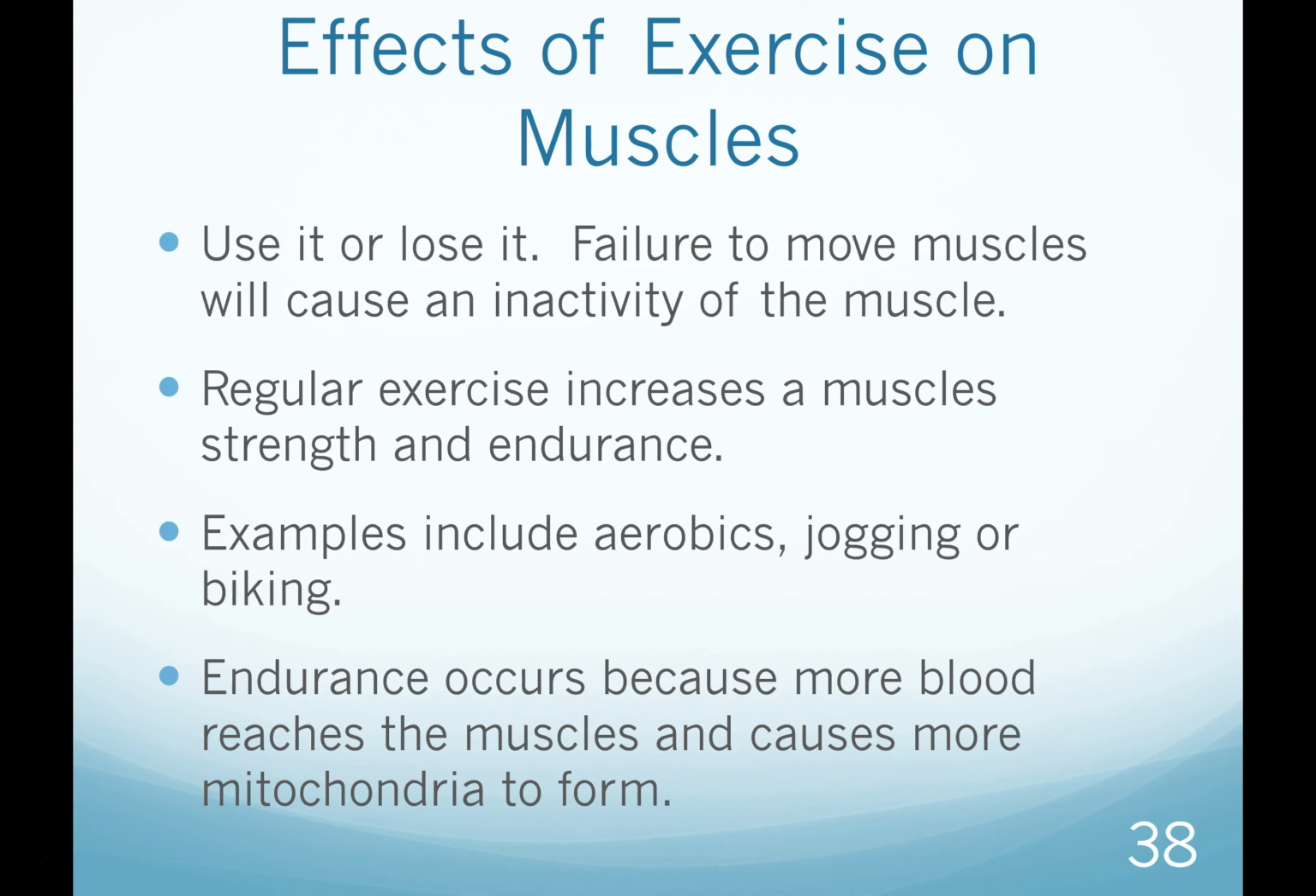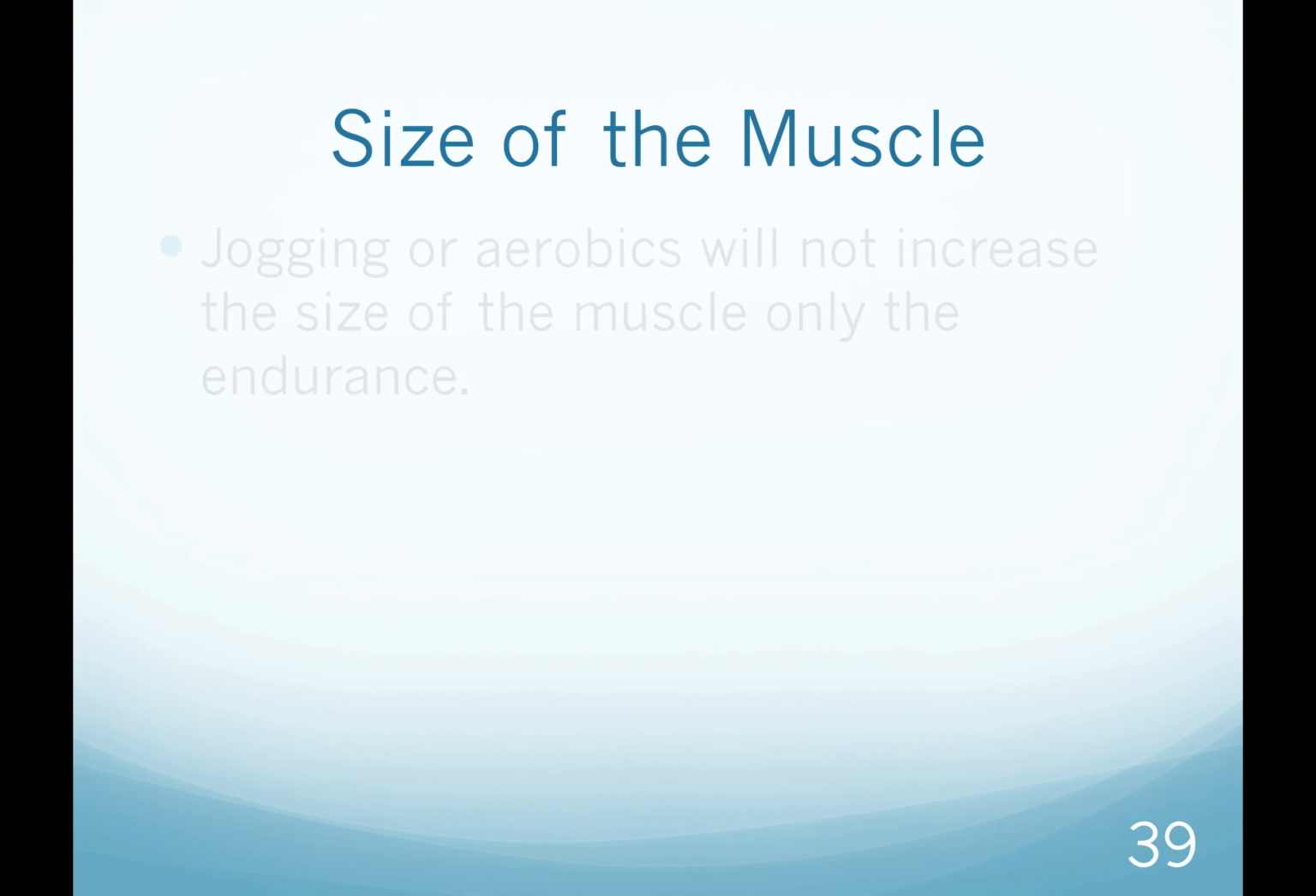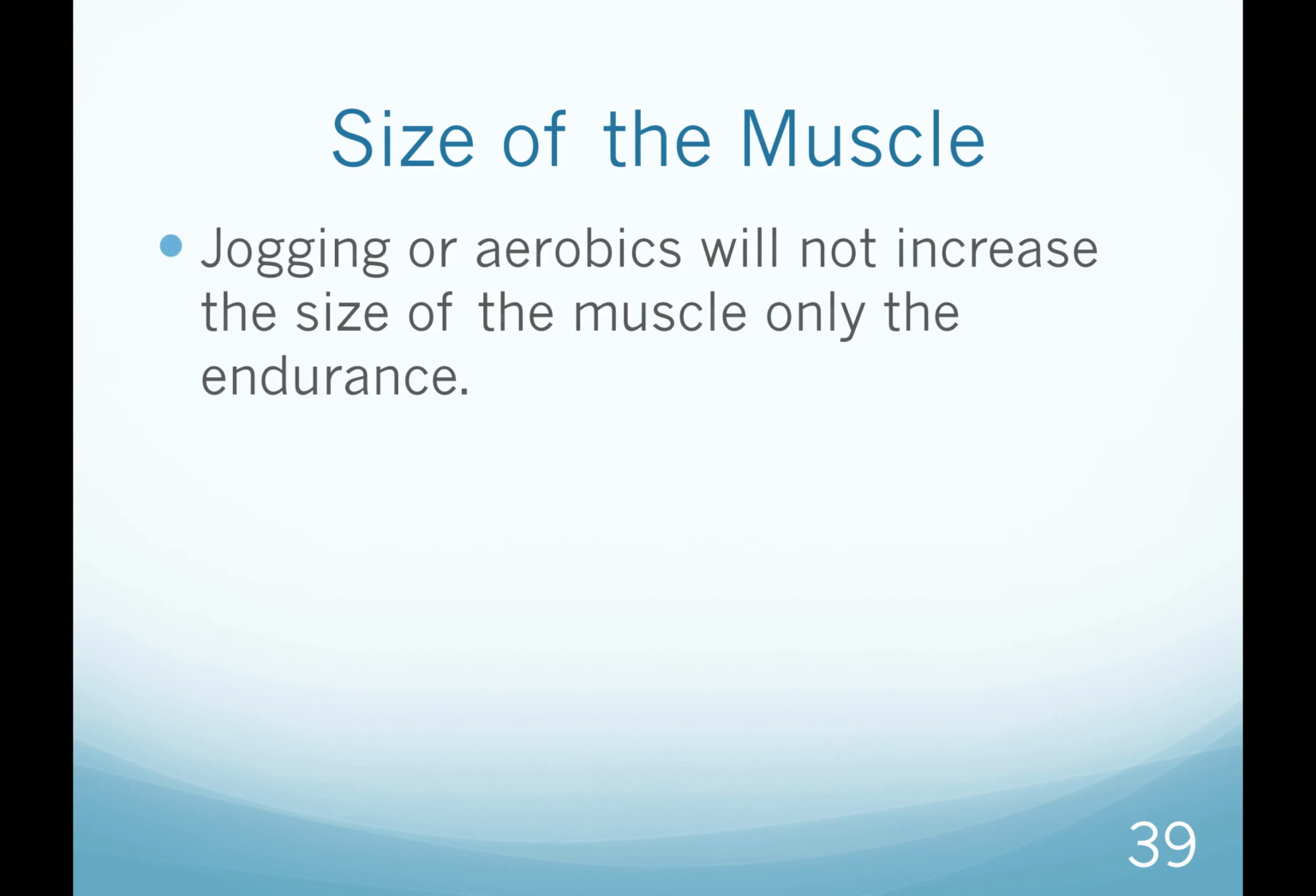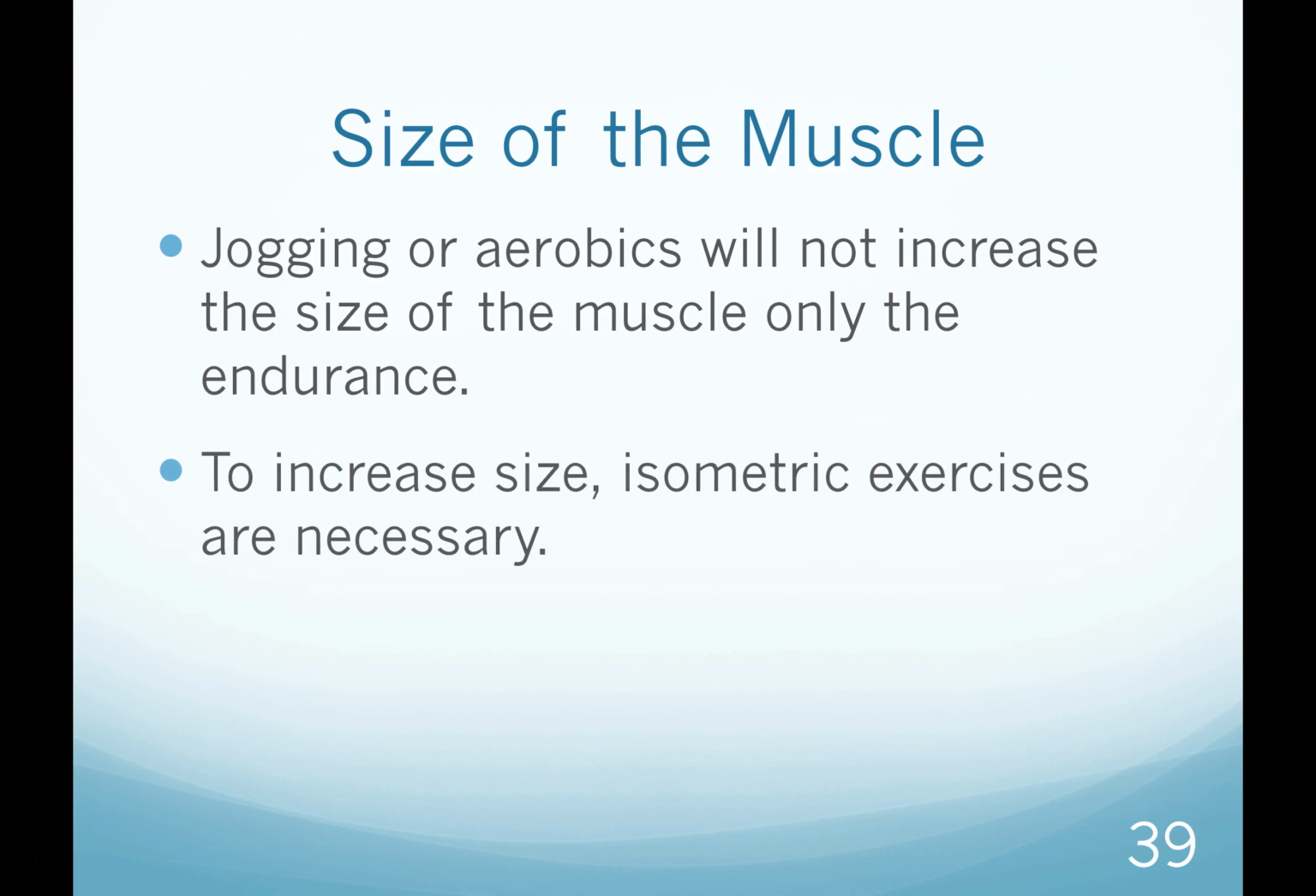But other than that, you can get your endurance by constantly getting air and constantly getting blood to the cells, which bring nutrients and oxygen to the mitochondria, and that's what allows endurance to occur. The size of the muscle itself, as we talked about, jogging and aerobics will not give you giant muscles like a bodybuilder. They come from strength and weight training. So to increase your size, you need, once again, to do isometric exercises, and you also need to eat a fair amount of calories and a fair amount of protein. So lifting some weights is not going to turn you into a bodybuilder.